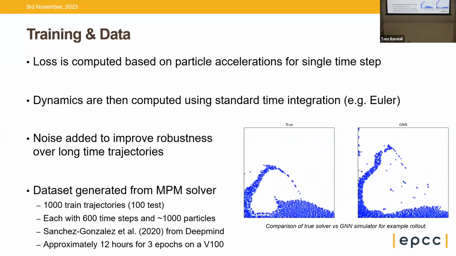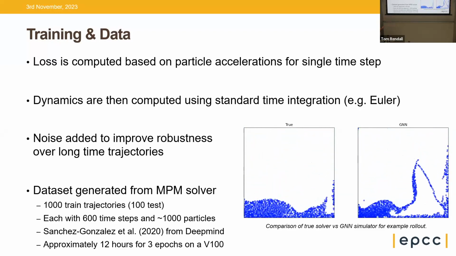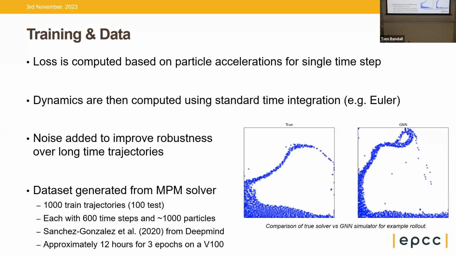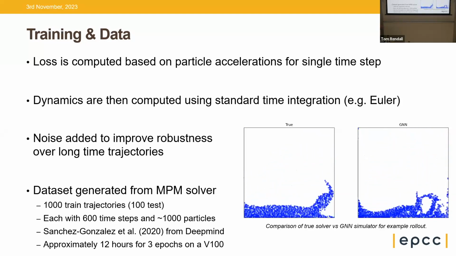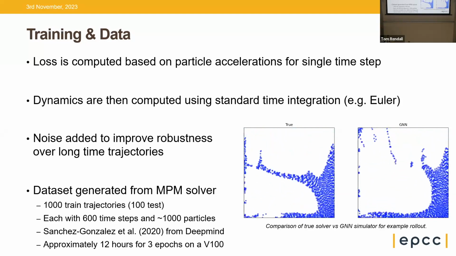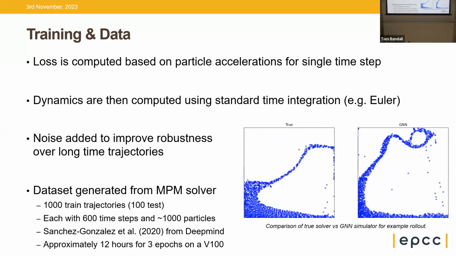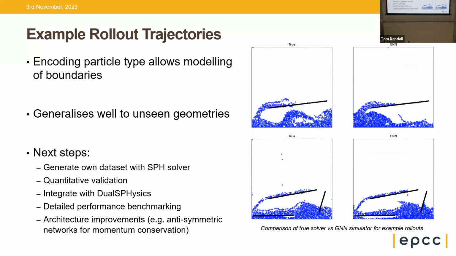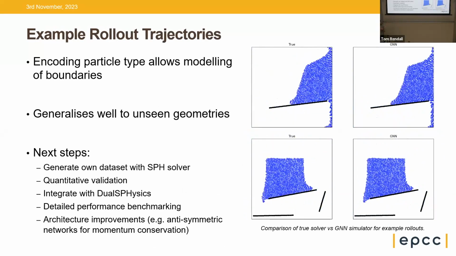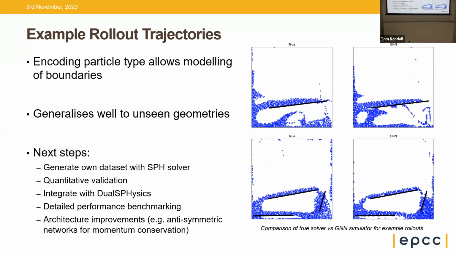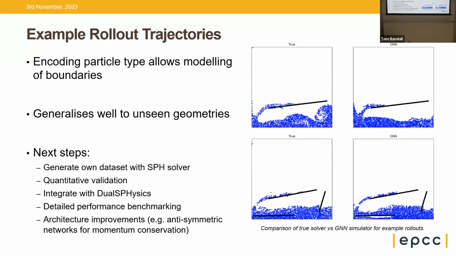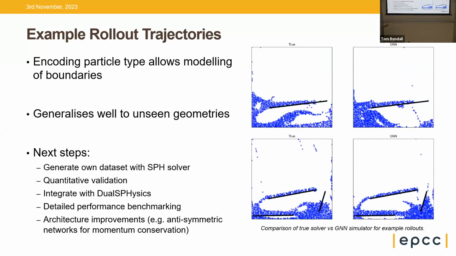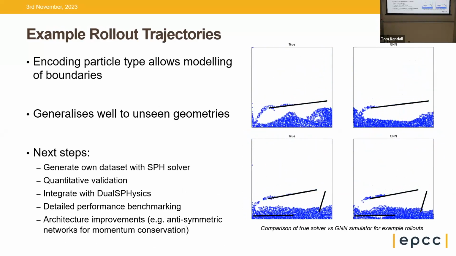But then what you do find is that even over long time trajectories, at least qualitatively, it seems to work semi-okay. Like I said, there's not really any quantitative validation here. So that's a key part of what I want to do. Something else I mentioned, you can encode the particle type, so you can introduce boundaries. Because you're learning the interactions at the particle scale, it does seem to generalize quite well to different particle resolutions and different geometries as well.